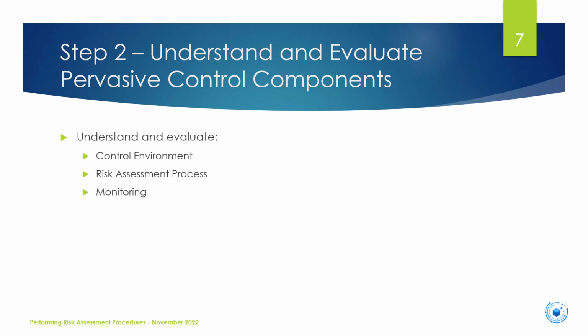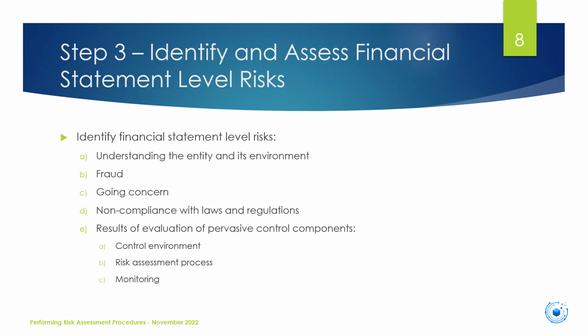So these are the controls that will impact the financial statements as a whole and generally cannot be associated with a particular assertion. So the three main types of pervasive controls that we need to understand and evaluate at this stage are within the control environment, the risk assessment process, and monitoring controls. Based on the information that we obtained back in step 1, when we were understanding the entity and its environment, you may have identified financial statement level risks.